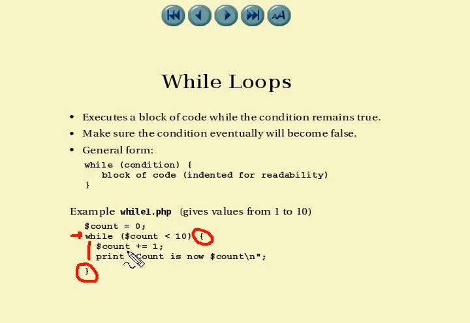Somehow in this block of code we have to allow for the eventual possibility that the condition here becomes false. In other words, at some point count is less than 10 has to become false. This while loop will only execute if the condition in here is true. So it's very important that you set up your while loop so that the condition is going to change from true to false. And if you plan on going into the while loop, you need to make sure that the first time through the condition is true.